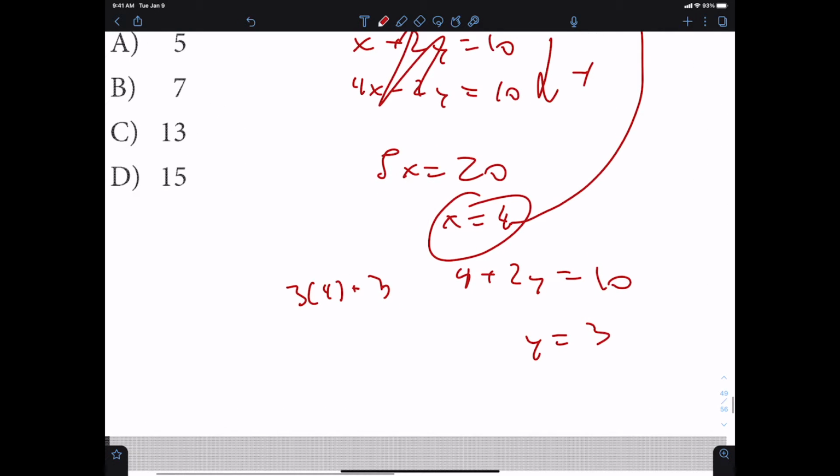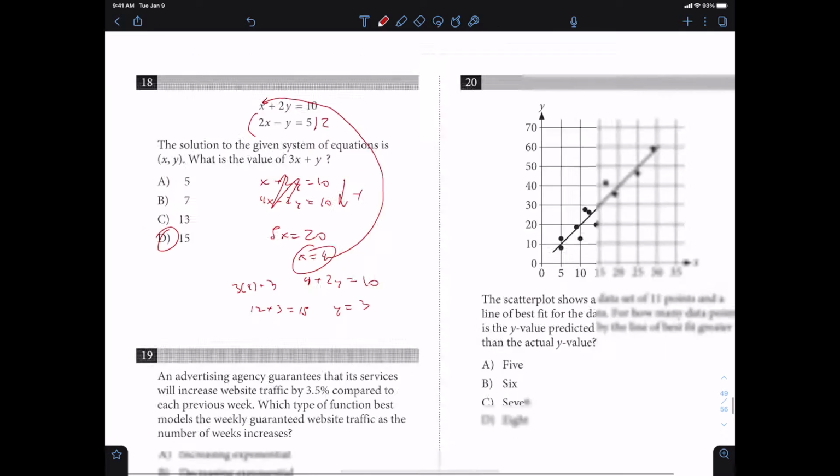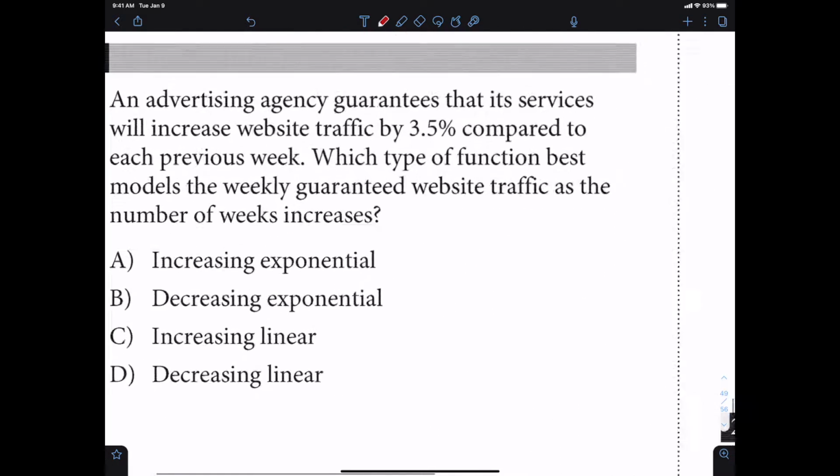12 plus 3 is 15. The answer is going to be D. Almost messed up right there.